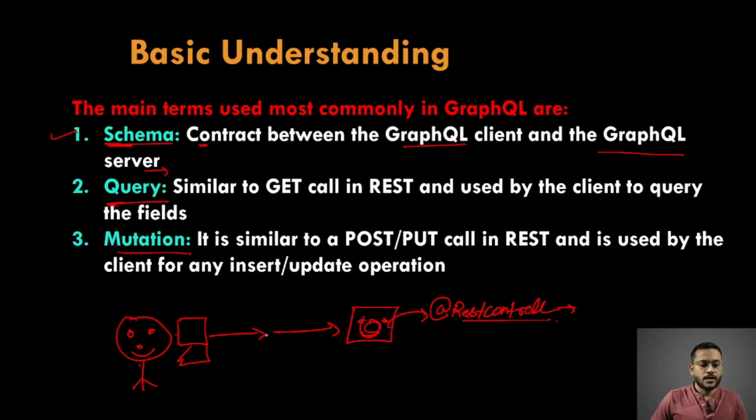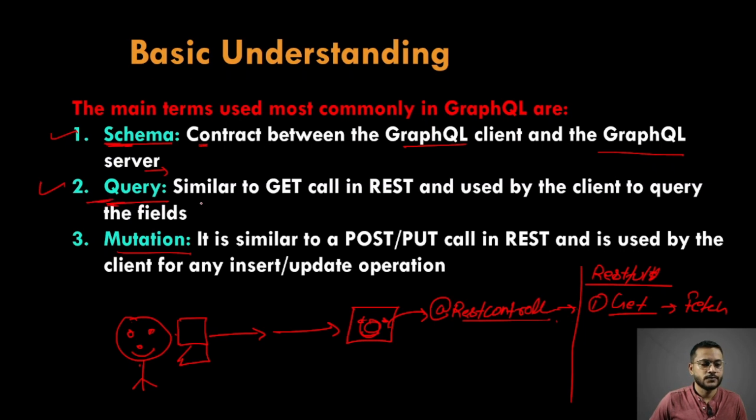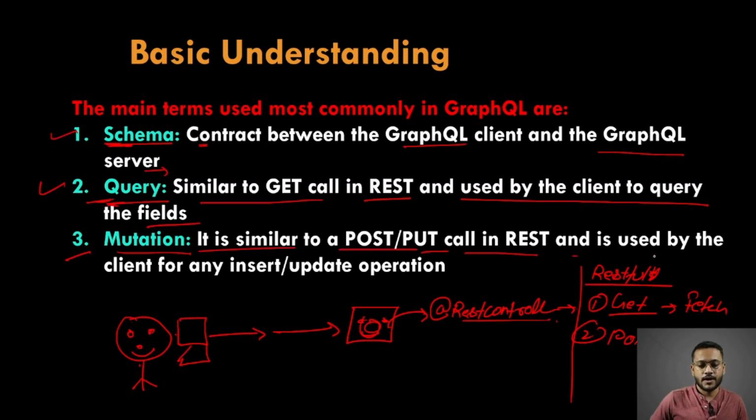Query in RESTful: in RESTful you have a GET operation to fetch all things. In the case of GraphQL, we have a query, similar to the GET call of REST, used by the client to query the fields. And mutation is the same as POST. As you can see here, it is similar to the POST or PUT call in REST, and it is used by the client for any insert and update operation. Got it? I think it is clear now.